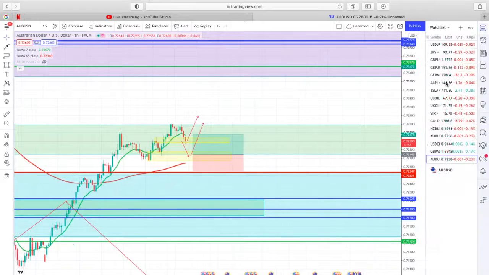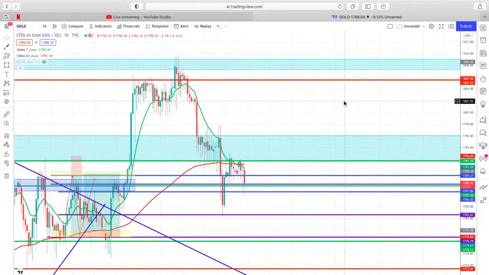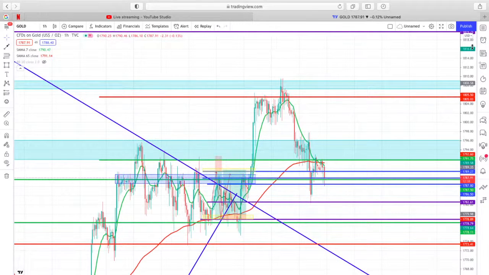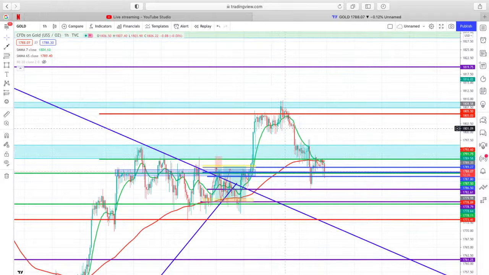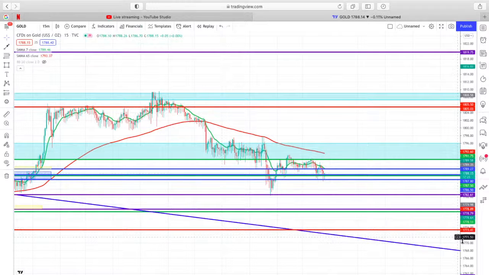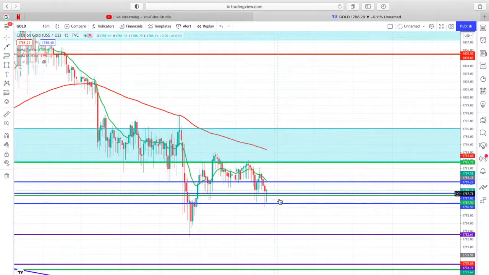So let's go over our last pair of the night, which is gold. And gold, let's kind of look at our last prices, what we were doing before, the 12th. So I think we were looking to go short. And I think it went against us, possibly. So 1751, yeah, it definitely went against us. 1751.